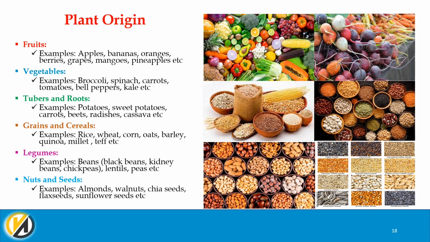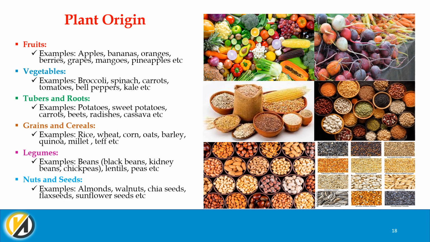The second source of food for human beings is plant origin. This includes fruits, for example, apples, bananas, oranges, berries, grapes, mangoes, pineapples, and many more fruits can be regarded as a plant origin food source for human beings. The second one is vegetables, including broccoli, spinach, bell peppers, tomatoes, and the like.